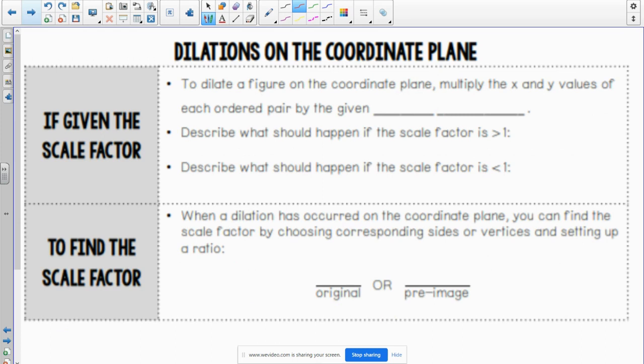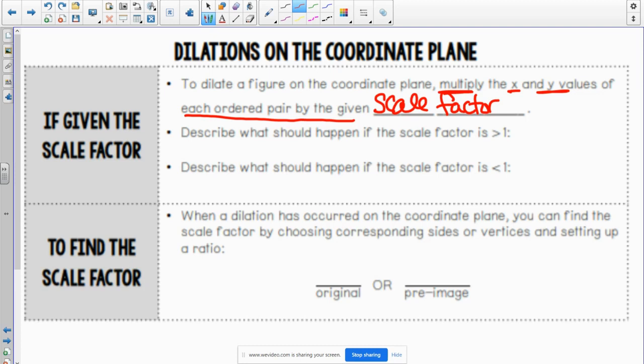A little bit more vocabulary. If you're given the scale factor, instead of me having to find it like I just proved, you're going to dilate a figure on a coordinate plane by multiplying the x and the y values of each ordered pair by the given scale factor. So if the scale factor is 4, you're going to multiply both the x coordinates and the y coordinates by 4. If the scale factor is a half, you're going to multiply the x coordinates and the y coordinates by a half.